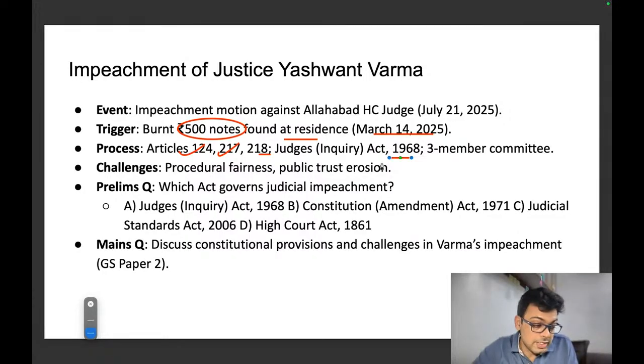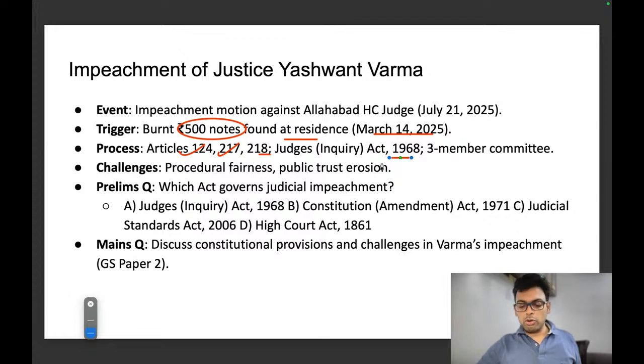It has the potential for the first impeachment, because the government is bringing this motion. If the government is bringing this motion, then most likely it is going to be passed. Then it highlights judicial accountability gaps and executive-judiciary tension. So these are a few implications. Then challenges are like historical failure and public trust erosion, because if judges are having this much amount of money, and allegations are true, then obviously it erodes the credibility of the judiciary, or the judicial system.